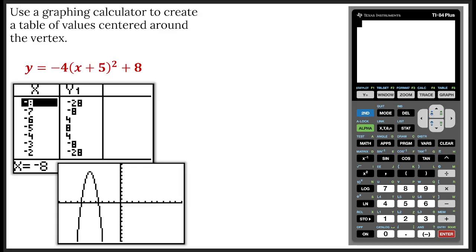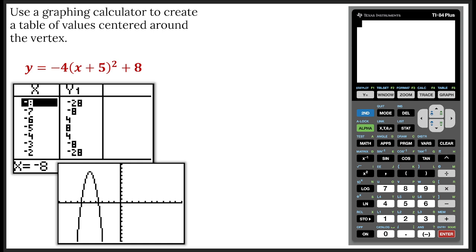Use a graphing calculator to create a table of values centered around the vertex. If you want to speed up your painful work of creating tables, this is a graphing calculator, so it is purpose built to make tables and graphs for you. So here's some magic buttons we'll use to make this thing happen.